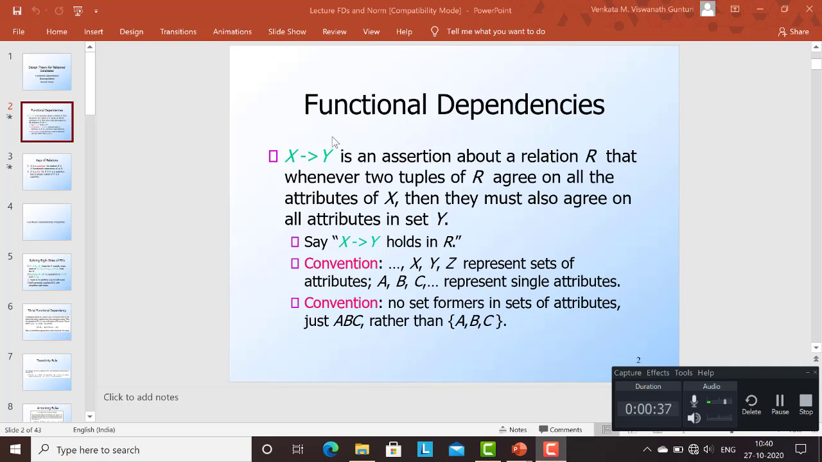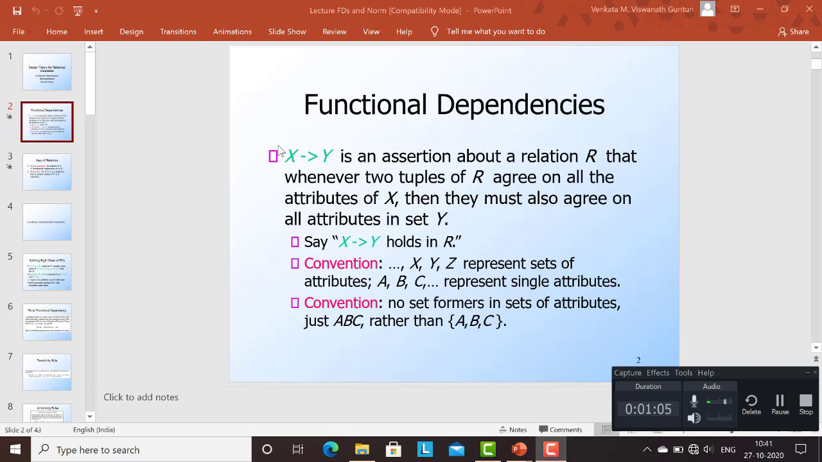Just to give you some classical examples, let's say you are designing a student relation. A functional dependency could be that student id or roll number, given a roll number, automatically implies things like his CGPA, name and age and so on, right? So that is one example.